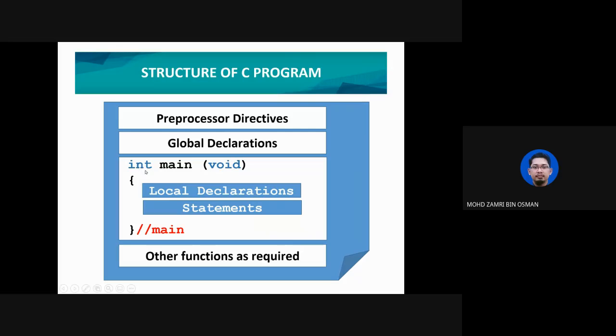And we have an integer main. Here we call it the main module, or in other words, the main function, that will be executed by the C program first before it executes any other modules. Okay, and we can have another function as required, and this one will be called a user defined function. It means that the programmer designs their own functions.